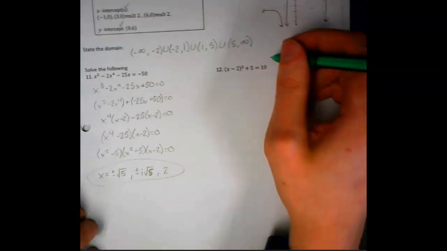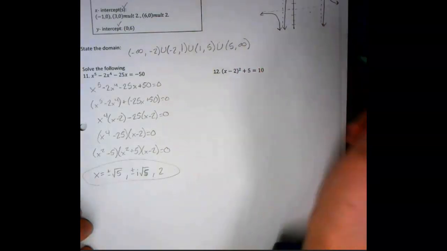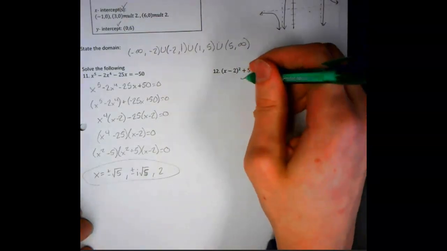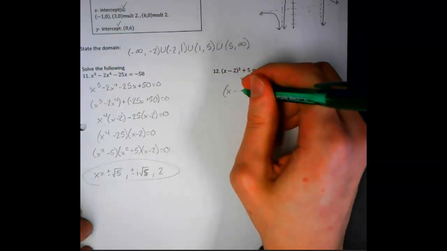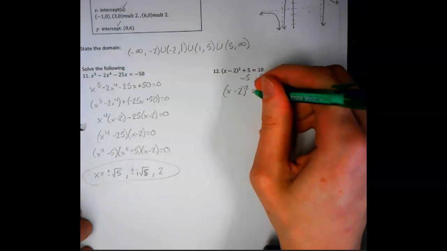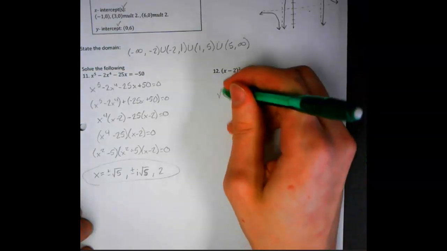For problem 12, right here is the form for completing the square. So we can just subtract 5. We'll have x minus 2 squared equals 5. We are going to take the square root of both sides.